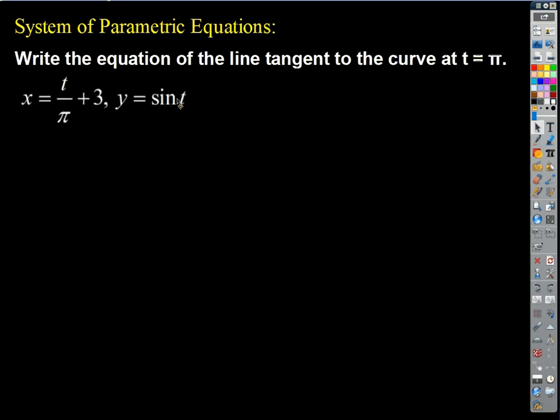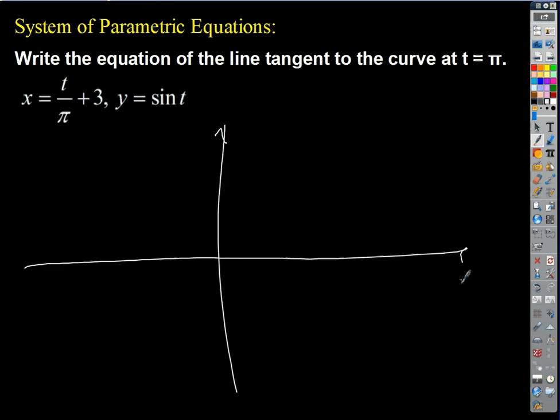Now let's think for a second about what this is telling us. This would be, for example, a way that we could keep track of the position of an ant in the xy plane. The ant's moving along the xy plane, and as time passes, what's his x coordinate doing? This is giving us his x coordinate, right? As t increases, it's just getting bigger. It's just a line with a slope of 1/pi and a y-intercept of 3.